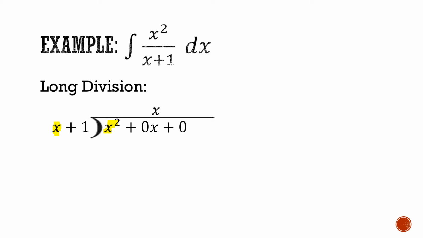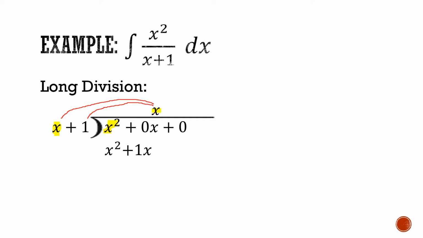All right, now once you get that x, you're going to multiply this x that you got by each term outside of your division bar. So this is going to be multiplied times that, and this is going to be multiplied times this. And so I'm going to have x squared plus 1x.